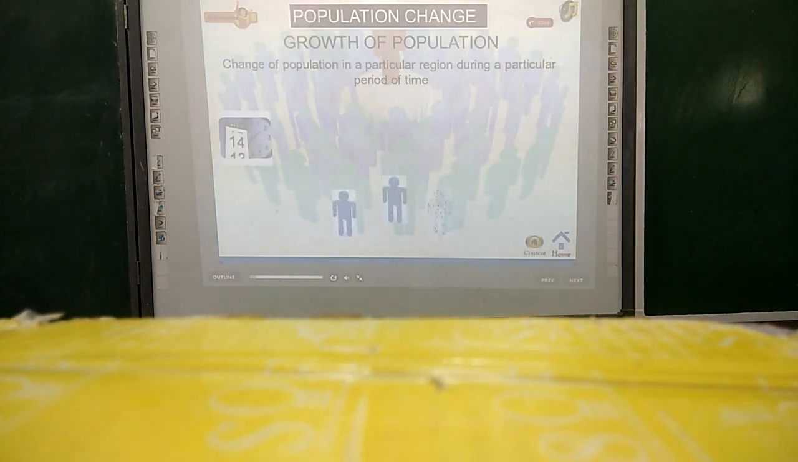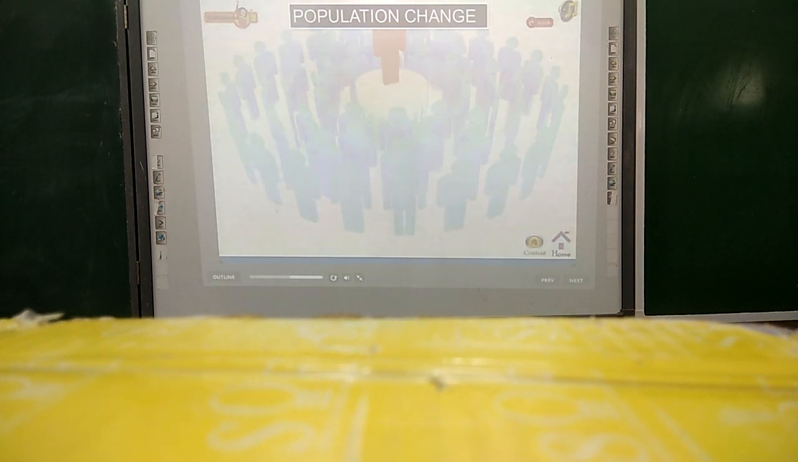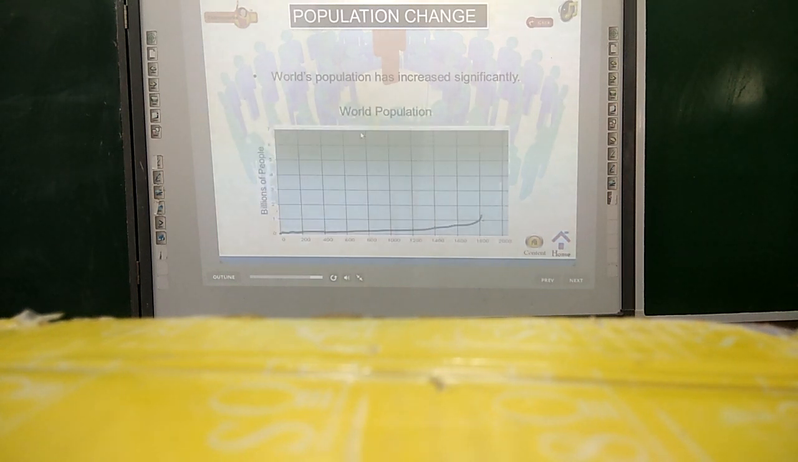Let us know about the change in population. Change in population in a particular region during a particular period of time. World's population has increased significantly. Have a look at the graph showing the increase in world population. Let us have a look at the animation of the demographic cycle.